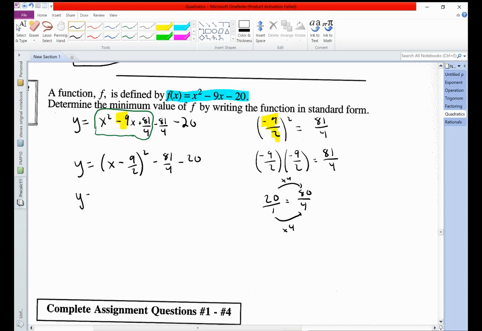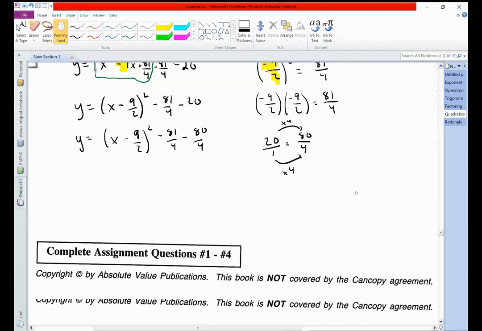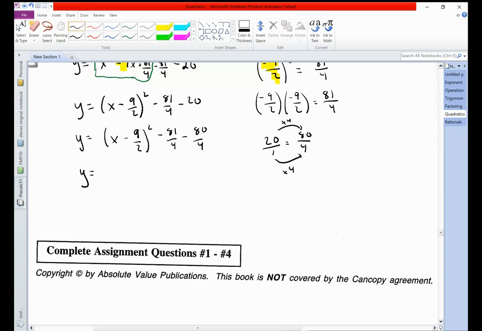So I have y is equal to x minus 9 over 2 squared, and then I have minus 81 over 4 minus 80 over 4. And now that you have those fractions with common denominator, you can just combine them. So now we have, let me scroll up a little bit here, y is equal to x minus 9 over 2 squared minus 161 over 4. There's your equation in standard form. A little bit messy, that one with the fractions, but not so bad.